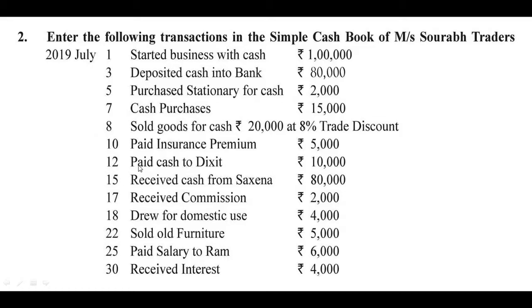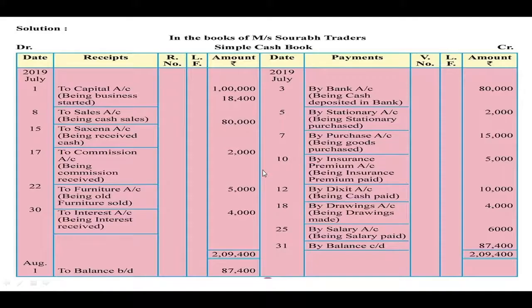Next, 12th July, paid cash to Dikshit rupees 10,000. Now this cash is given to Dikshit, so he becomes the receiver, and from the business cash goes out. So that is why it is recorded on the payment side, 12th July by Dikshit account rupees 10,000 being cash paid.